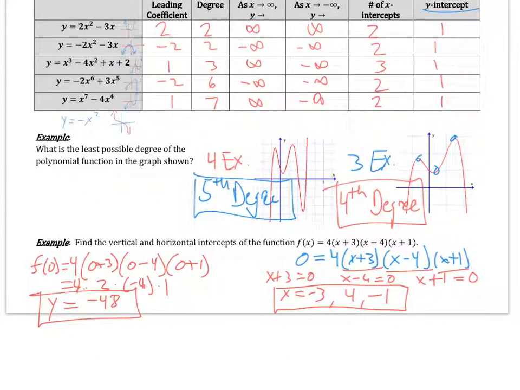It crosses 3 times. Notice, by the way, if you multiplied this whole thing out, if you did some foiling and distributing, you would end up with x to the 3rd. This would be a 3rd degree polynomial, and because it's a 3rd degree polynomial, it can cross up to 3 times, and it does cross 3 times. So there you have it.